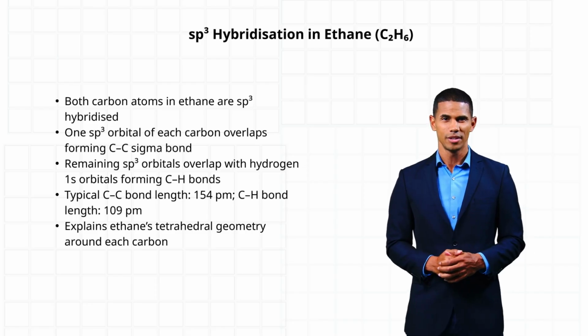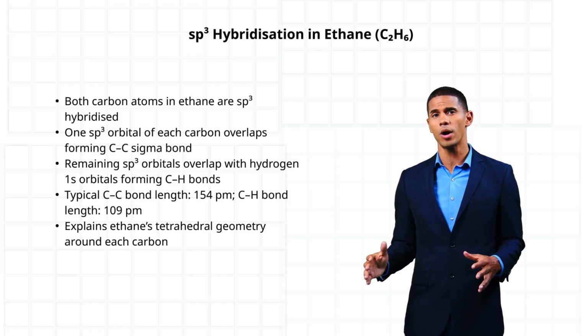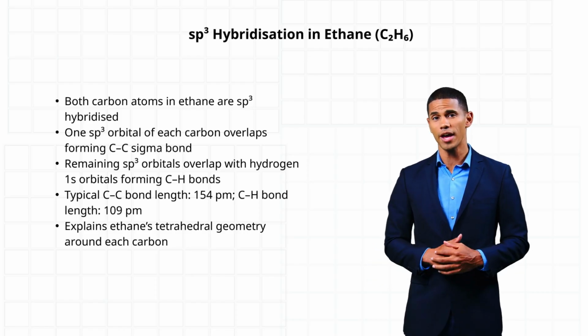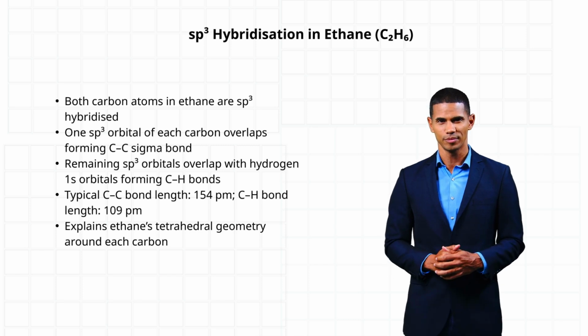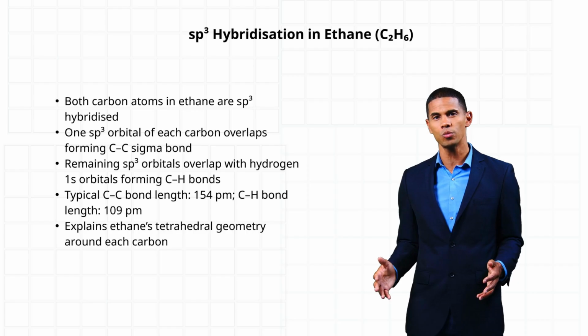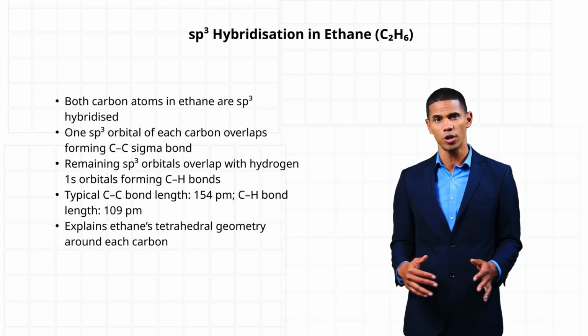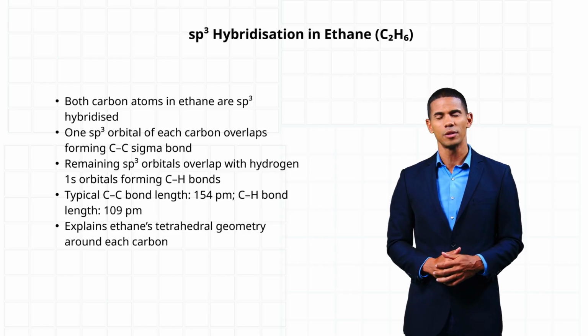Let's now look at the ethane molecule, C2H6. In this molecule, both carbon atoms adopt the sp3 hybridization state. Step 1. Each carbon forms 4 sp3 hybrid orbitals. One of these sp3 orbitals from each carbon overlaps directly to form a carbon-carbon sigma bond, a strong single bond connecting the 2 atoms.